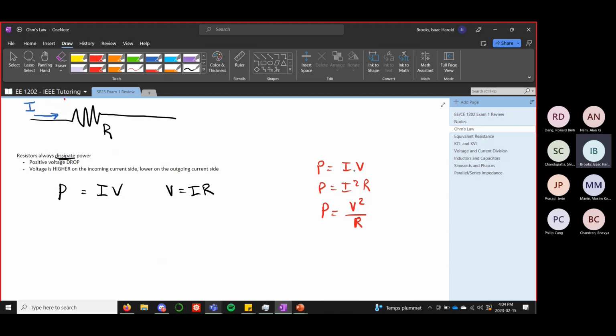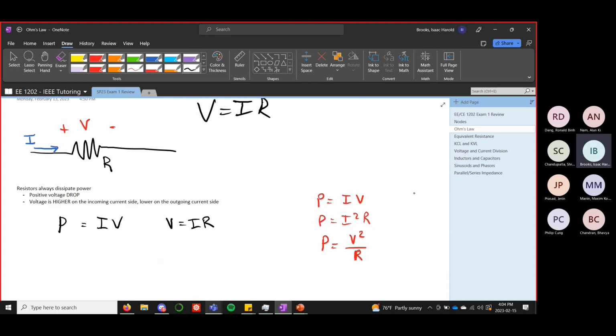Have you talked about power a little bit? Okay. So resistors always dissipate power as heat, which means that if you have a positive voltage drop across the resistor, then you're going to be having current flow from the high end to the low end. It's always going to happen like that for a resistor. Voltage is higher on the incoming current side and lower on the outgoing current side.